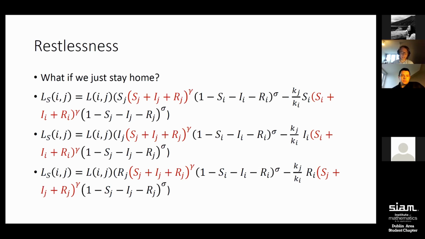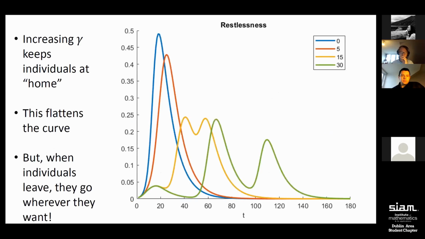And what happens if we just stay home, but not care about what happens when we go out? Well, similar stuff. Going out less also definitely makes a difference. What I've done here is I've plotted 3 infection curves. That's gamma is 0, sigma is 0; sigma is 0, gamma is 5; sigma is 0, gamma is 15 in the orange; and sigma is 0, gamma is 30 in the green. And again, staying home as much as possible also affects the infection curve.